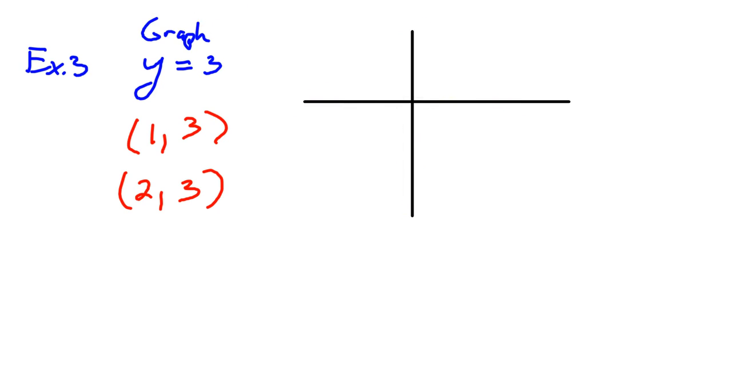So the point 1, 3, I'm going to go over 1, up 3. Next point is 2, 3. Connect the dots. There you go, there's your graph. And again, I'm not going to tell you how I used to think, because I always got these messed up. Sometimes you tell people how to do the wrong thing, and that's what people do.